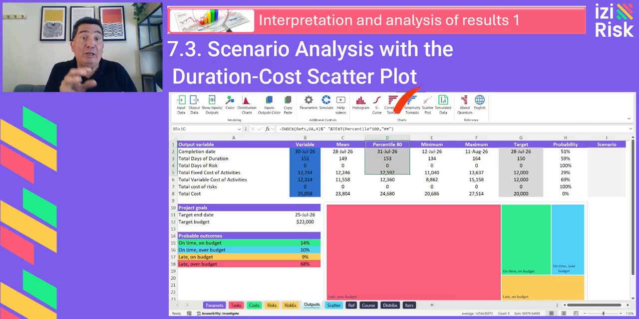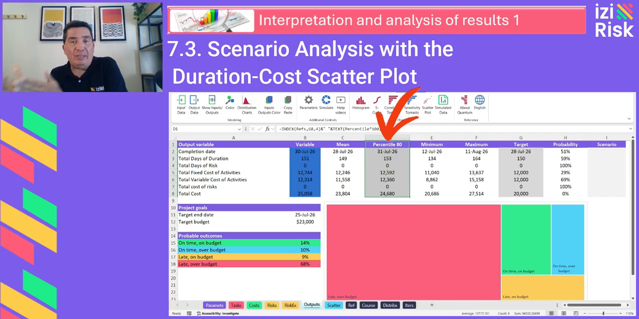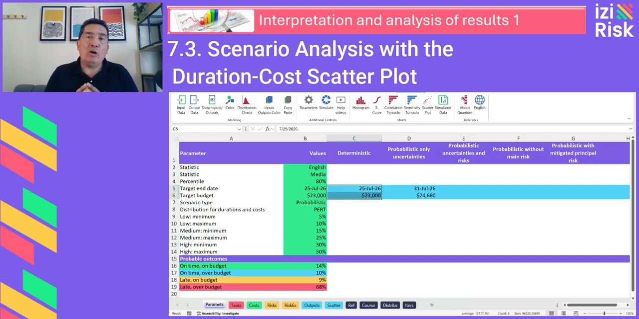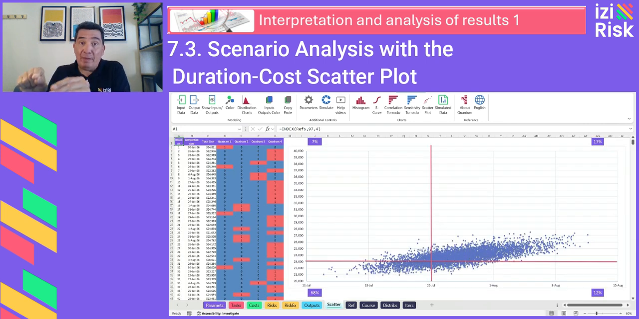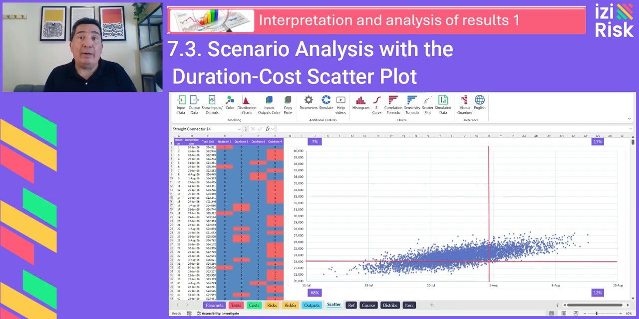A common strategy would be to use the 80th percentile to set targets with a higher chance of success. So the suggested new targets would be a completion date of July 31st, 2026, the 80th percentile, and a budget of $24,680, the corresponding 80th percentile. These values are entered in cells B5 and B6 in the parameters sheet.